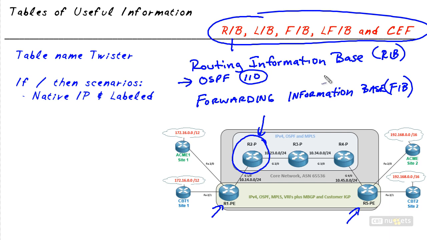So we've covered two of these tables, the RIB and then the FIB. And you can kind of think of the FIB like a replica, if you will, of the routing table that's all cached and ready to go. Next, let's take a look at LIB and LFIB.